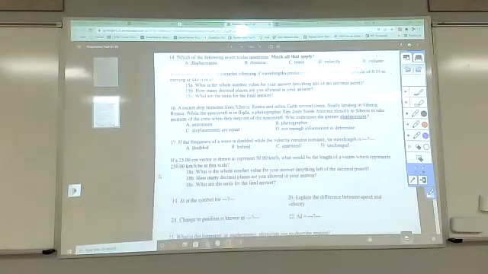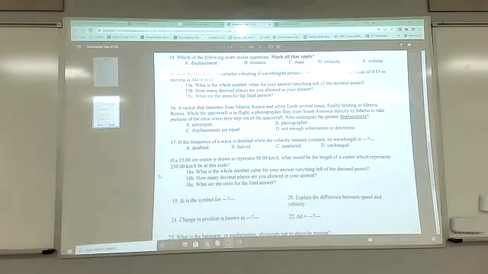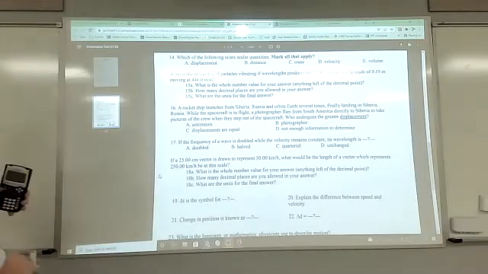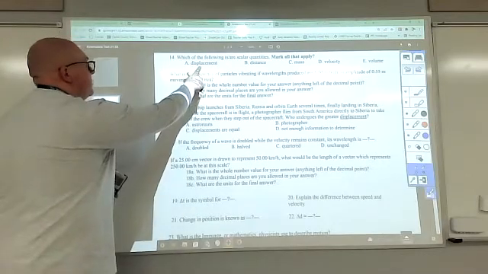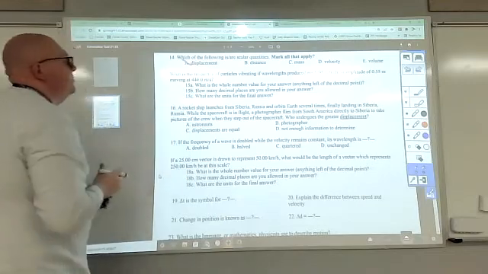Number 14. Which of the following is/are scalar quantities? And it says to mark all that apply. Remember, a scalar quantity is a measurement or a quantity that has only magnitude, but does not have a direction associated with it. Magnitude just means numbers. So as I'm looking at this list, I'm looking for which of these quantities are measured with only numbers, but do not have any direction. A is displacement. I know displacement includes direction, so I'm not going to include A in my answer.